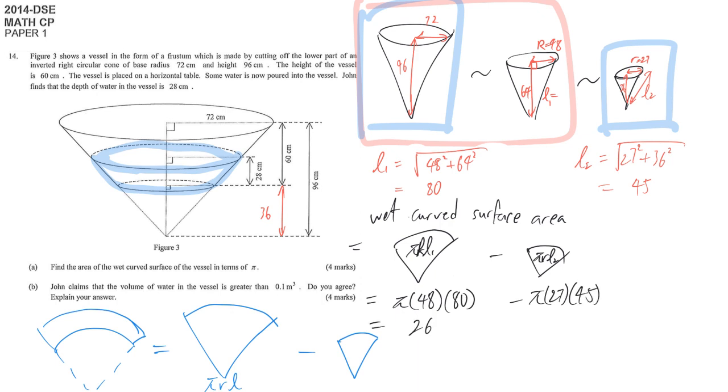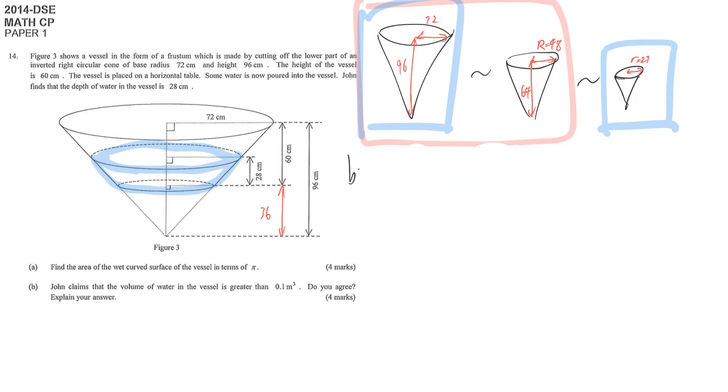We get 2625 pi cm square. Because they say in terms of pi, you just keep pi here, which is fine. It's relatively time consuming, but it is the most difficult part of this question already. And then part B is even easier than part A. They ask about the volume of water in the vessel. Is that greater than this amount?